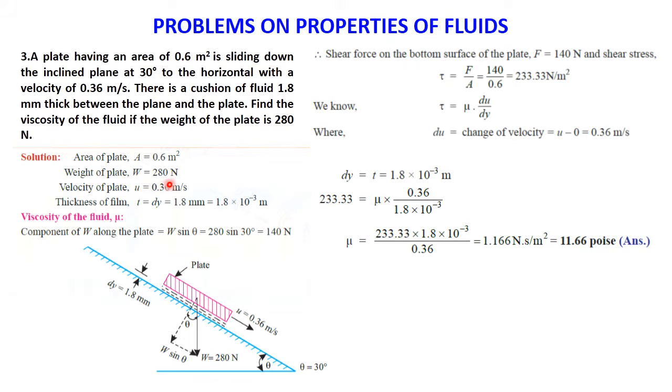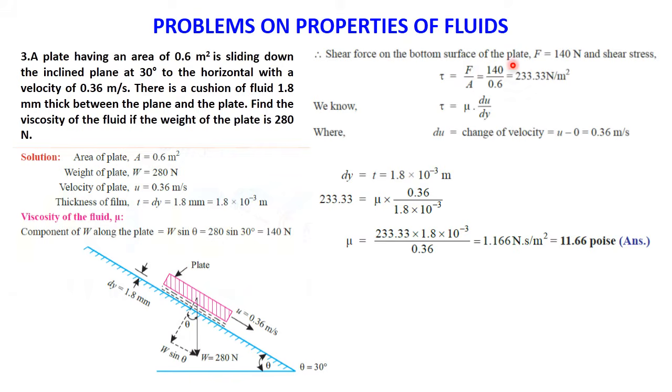So area of plate A is equal to 0.6 meter square, weight of plate W is equal to 280 Newton, velocity of plate U is equal to 0.36 meter per second, thickness of the film, that is small t, known as dy, is equal to 1.8 mm, so 1.8 into 10 raised to minus 3 meters. Viscosity of the fluid is to be found. Now the component W sin theta: W is 280, theta is 30, so sin 30, which is nothing but 1/2. So 1/2 into 280, we will get 140 Newton. So we are getting the component of weight as 140.